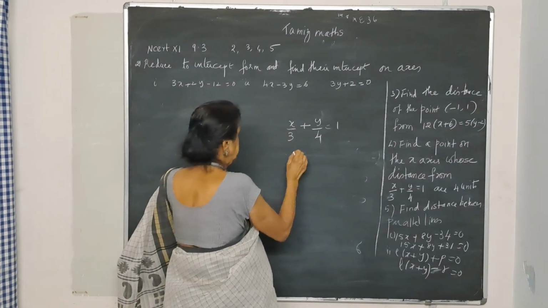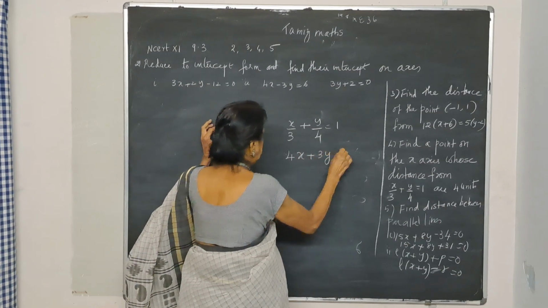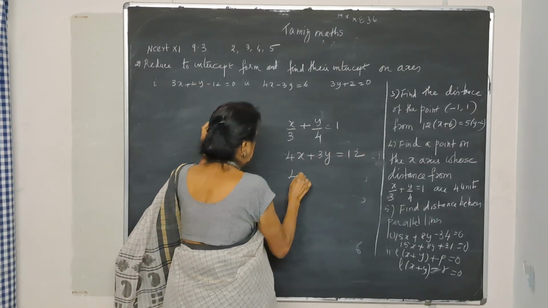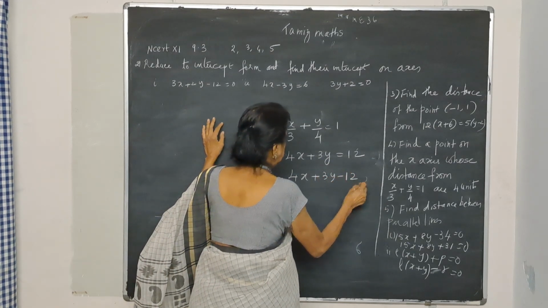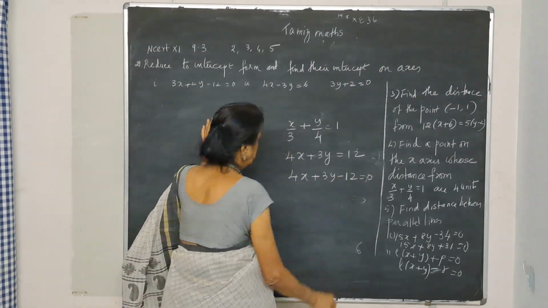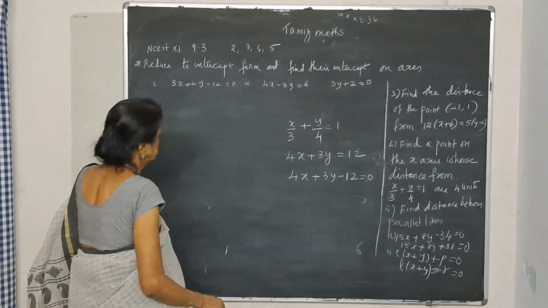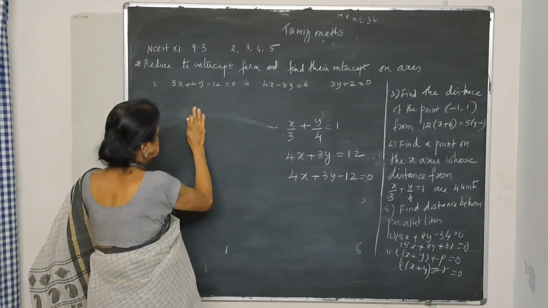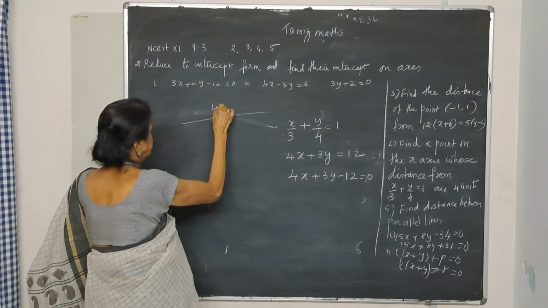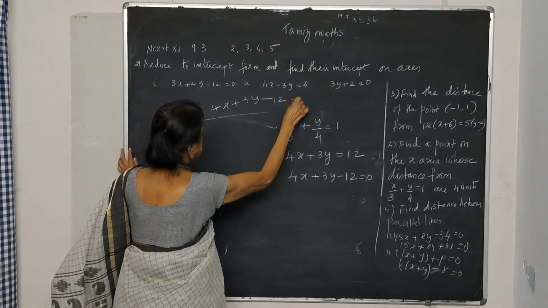So multiply this by 12. 4x plus 3y is equal to 12. 4x plus 3y minus 12 is equal to 0. Let's draw it roughly: 4x plus 3y minus 12 is equal to 0.